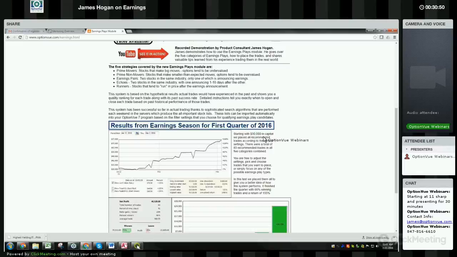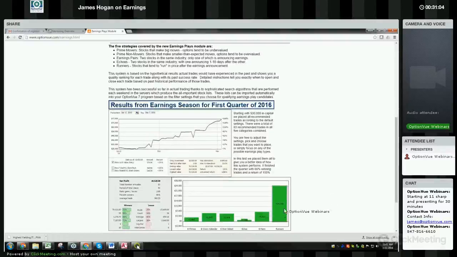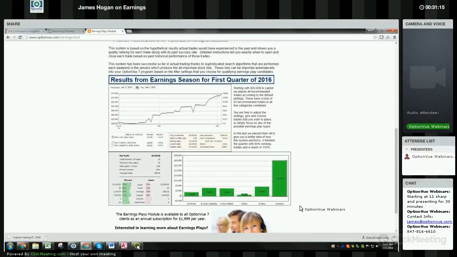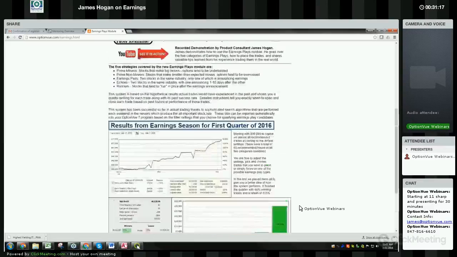He started out with $30,000 in capital, and he placed all the recommended trades for the first quarter. There were 83 of them. 66% of them were winning, and the return on all of the trades was 155%. So you can see the runners did the best here. And he did place all the trades trying to utilize the same amount of capital on all the trades. Okay, so I wanted to share that with you.